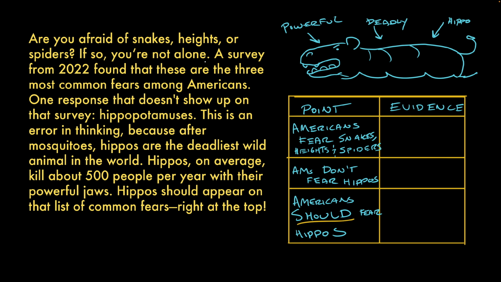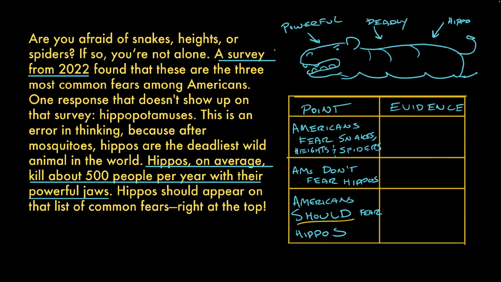Okay, so here is a survey from 2022 about the things that Americans are afraid of. And here's another piece of evidence, this statistic about how many people hippos kill each year on average with their powerful jaws. Step 3, connecting points to evidence. Let's put them in our chart. Which piece of evidence supports which point?